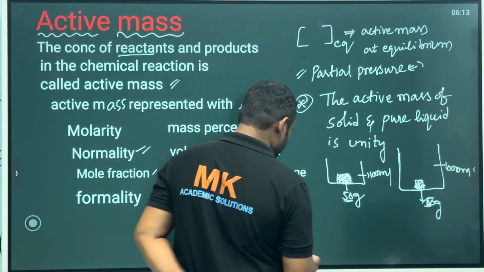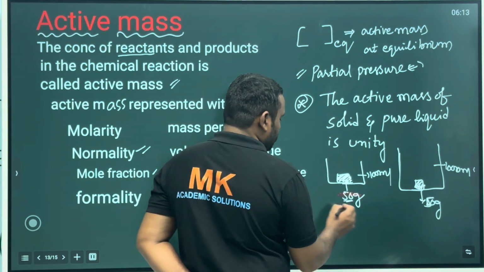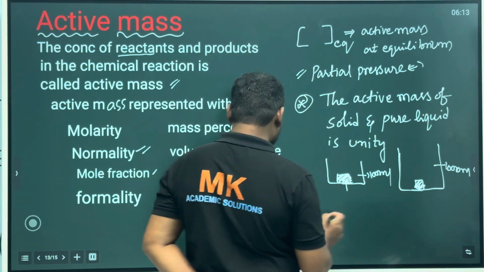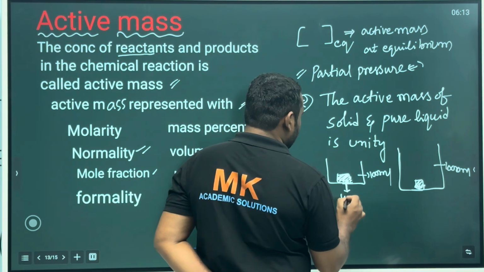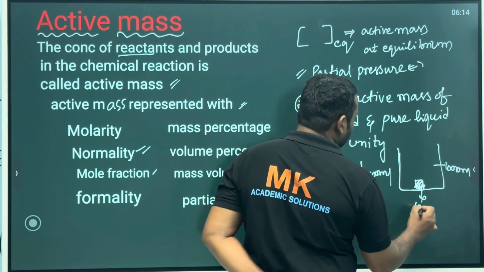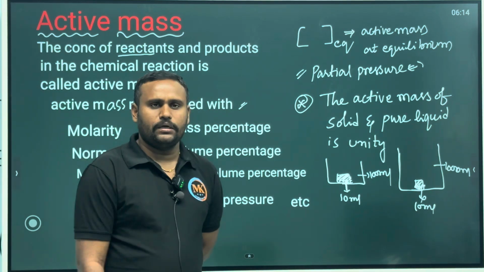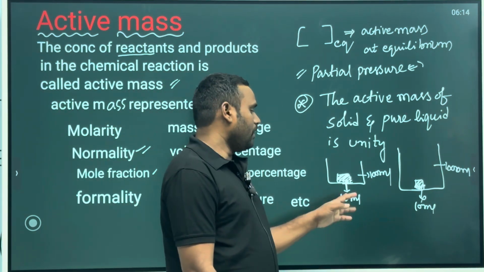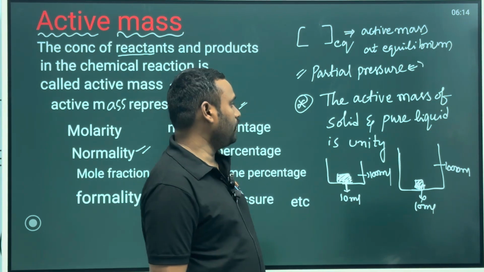Let us consider, not in grams, how much volume it occupies. Let us consider 10 ml volume is occupied, and it is also occupied 10 ml volume. Even though you change the container, the volume of solid and the volume of liquid are not going to change.